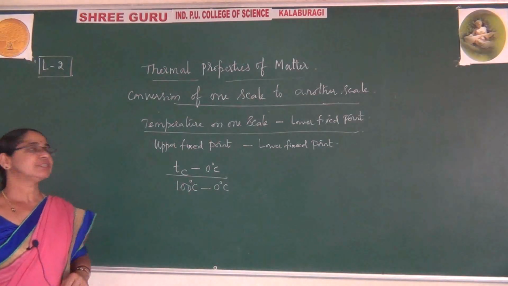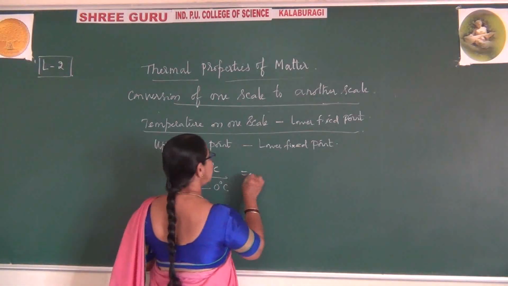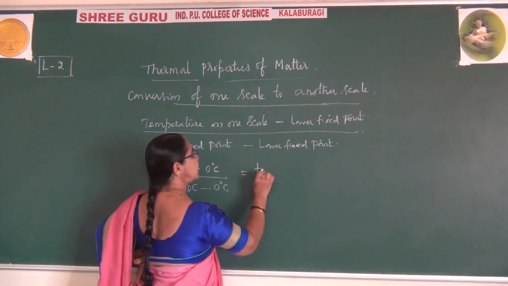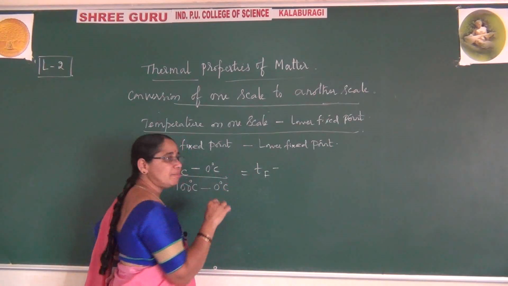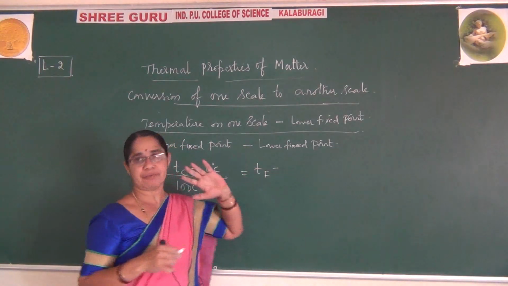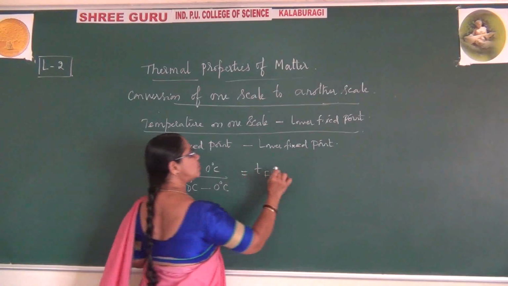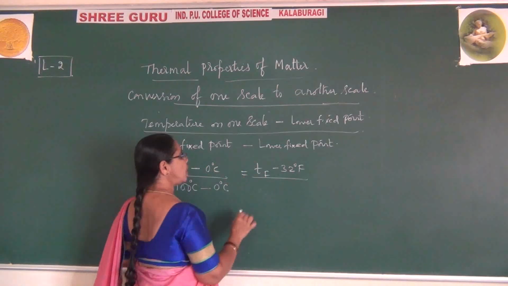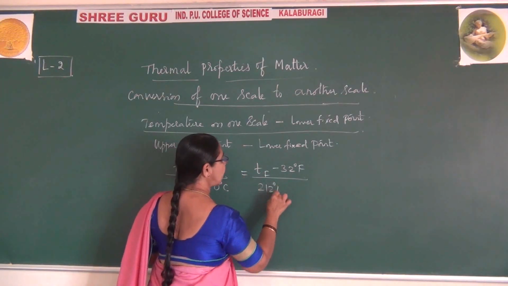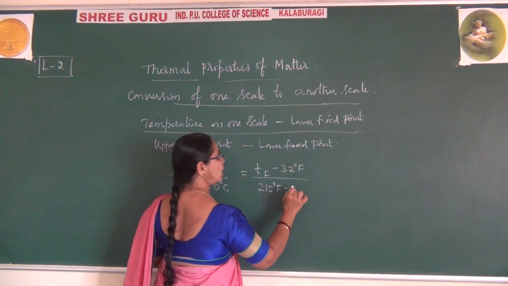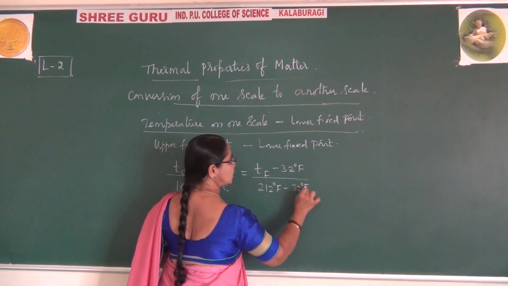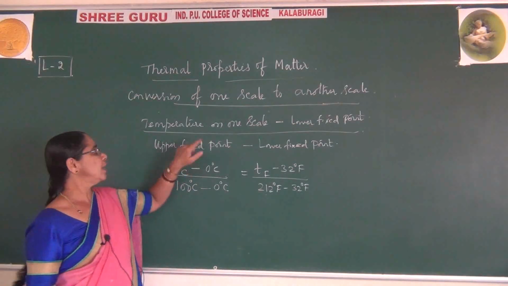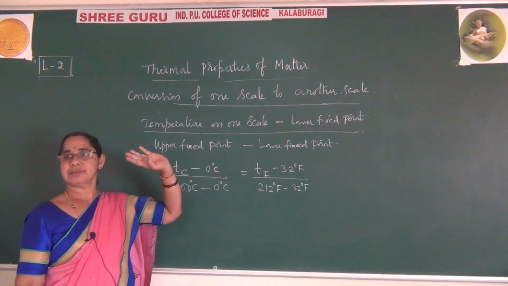Now let me write one more scale by name Fahrenheit scale. For reference I write temperature on the Fahrenheit scale as T subscript F, minus the lower fixed point, which is 32 degree Fahrenheit, divided by the upper fixed point, that is 212 degree Fahrenheit, minus the lower fixed point, which is 32 degree Fahrenheit. Hope you understand what I say. It's very simple. Only by remembering this formula you are ready to write this.